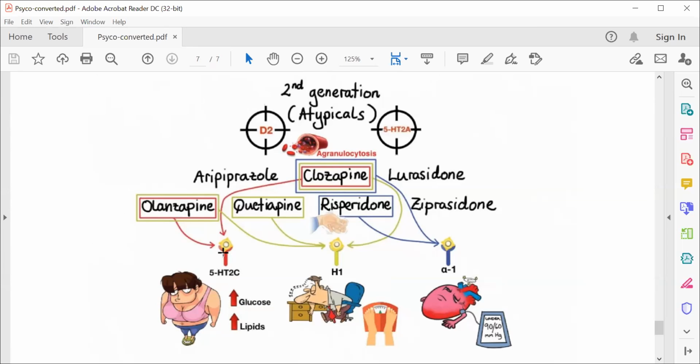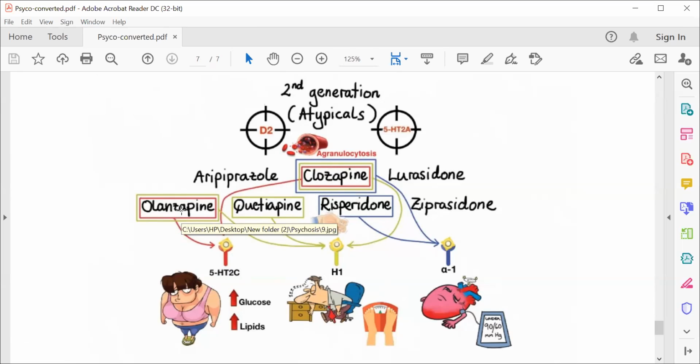Okay. Second one, Olanzapine, Quetiapine, and Clozapine. In addition to the fact that Olanzapine and Clozapine block the 5-HT2C receptor, they also block the H1 receptor. And we said, if a medication blocks the histamine 1 receptor, what will happen? Dizziness, sleeping, weight gain.